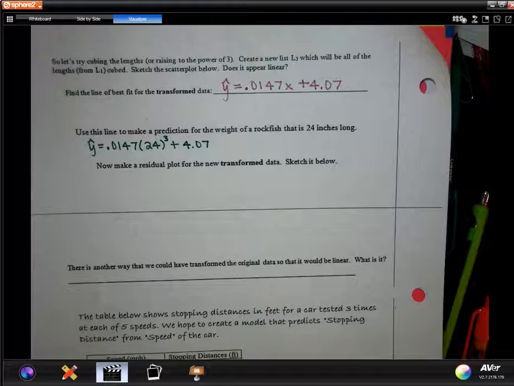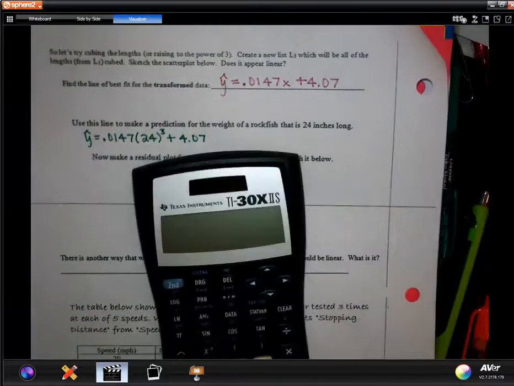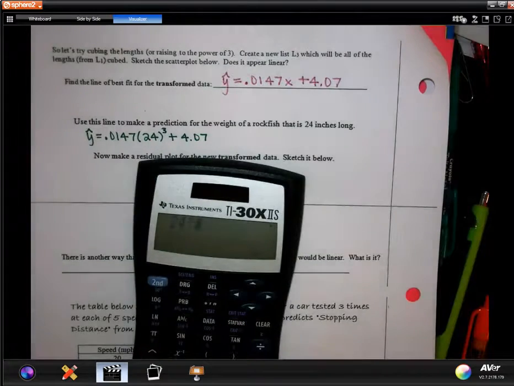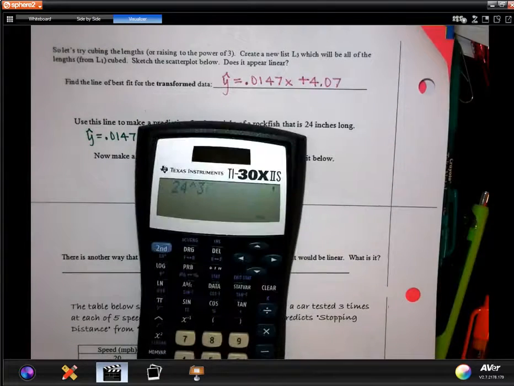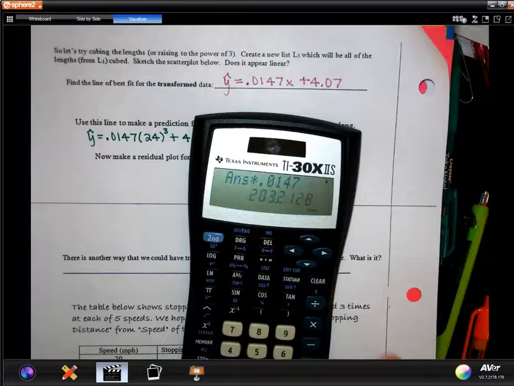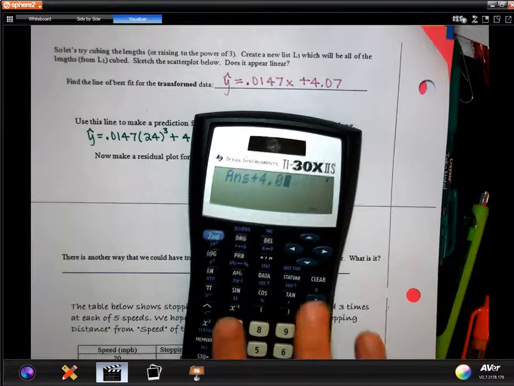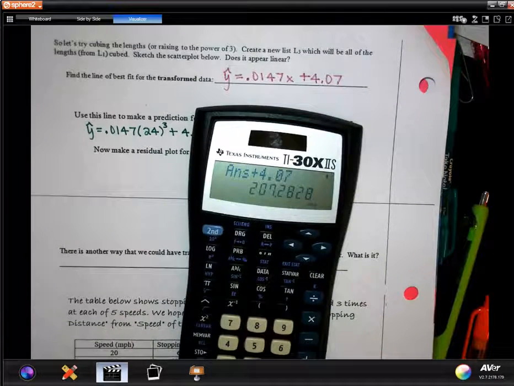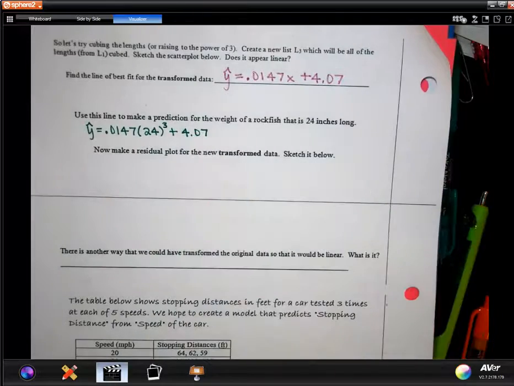That's why I messed up. When you do that, I can't remember what it comes out to be. 24 to the third power. Can't see that. There we go. And then times 0.0147, and then add 4.07. So we get 207.2828.